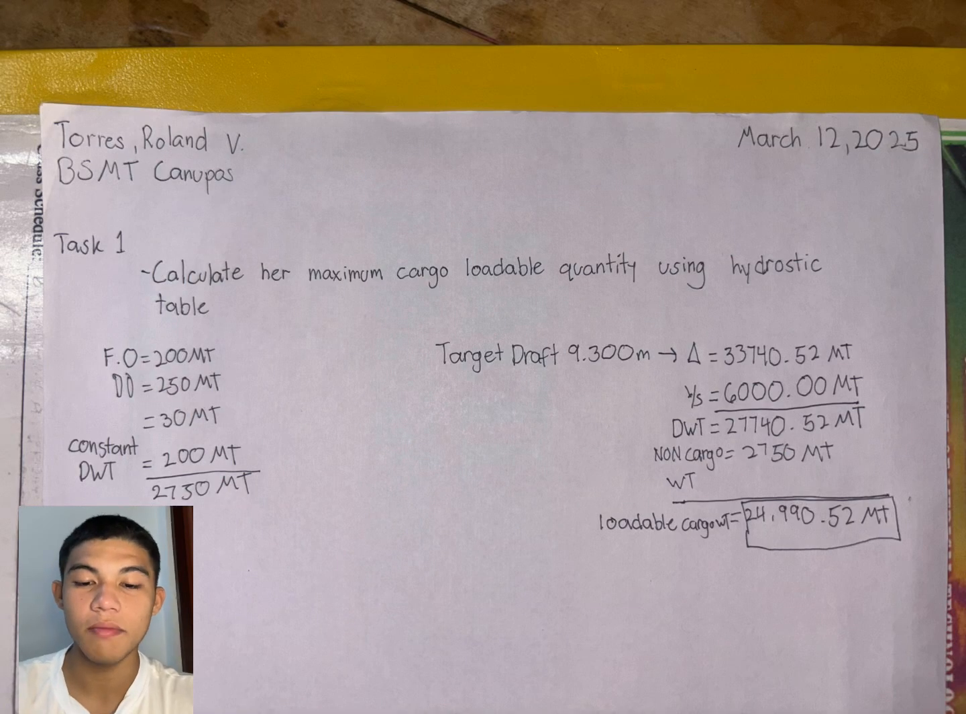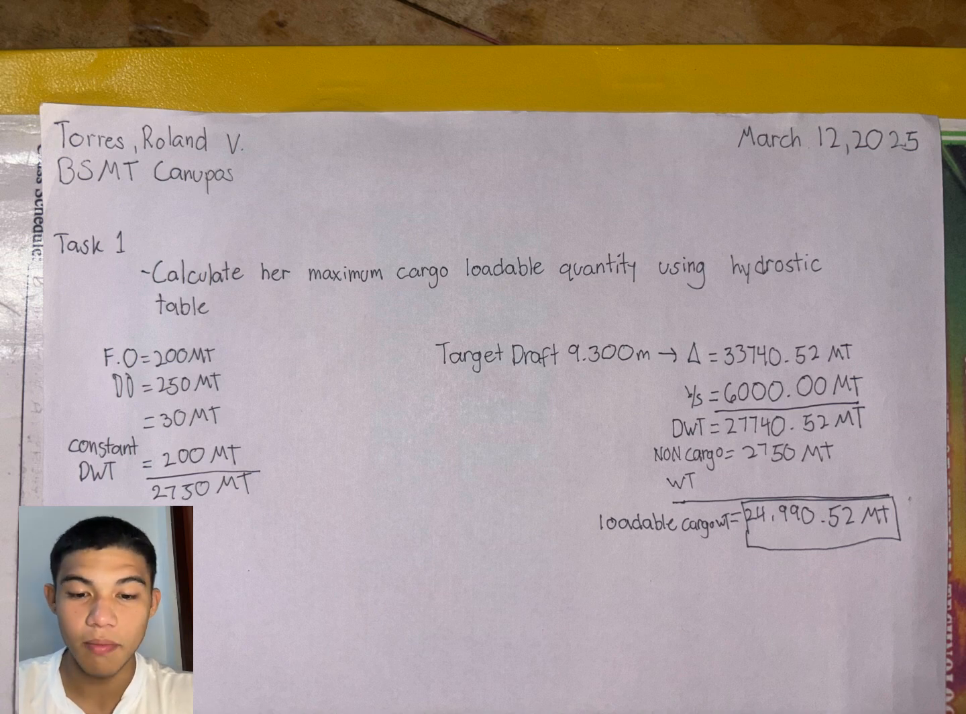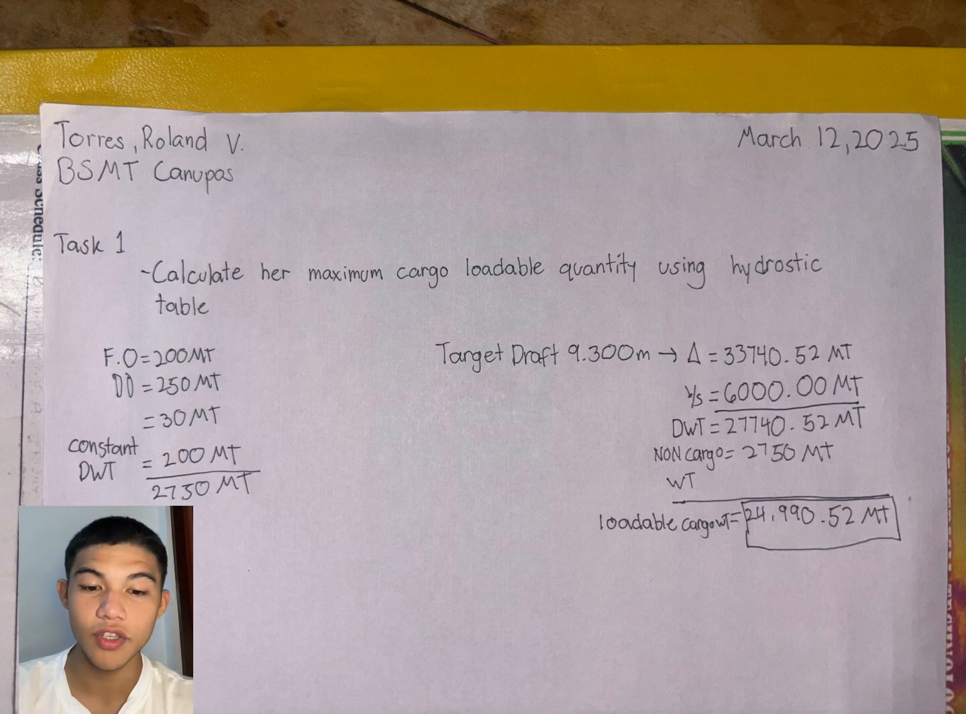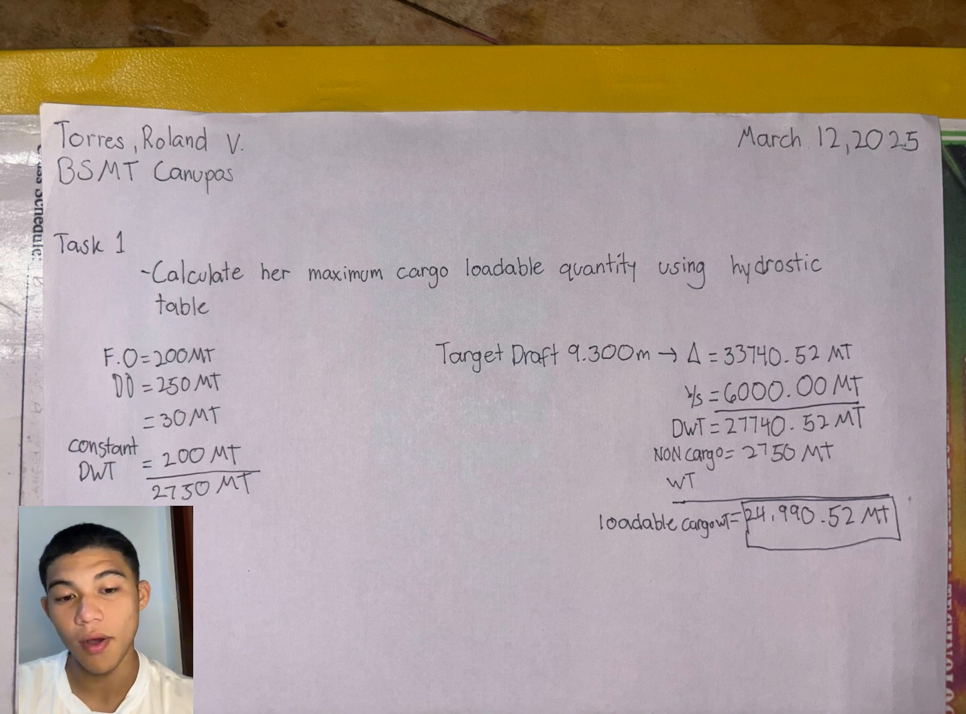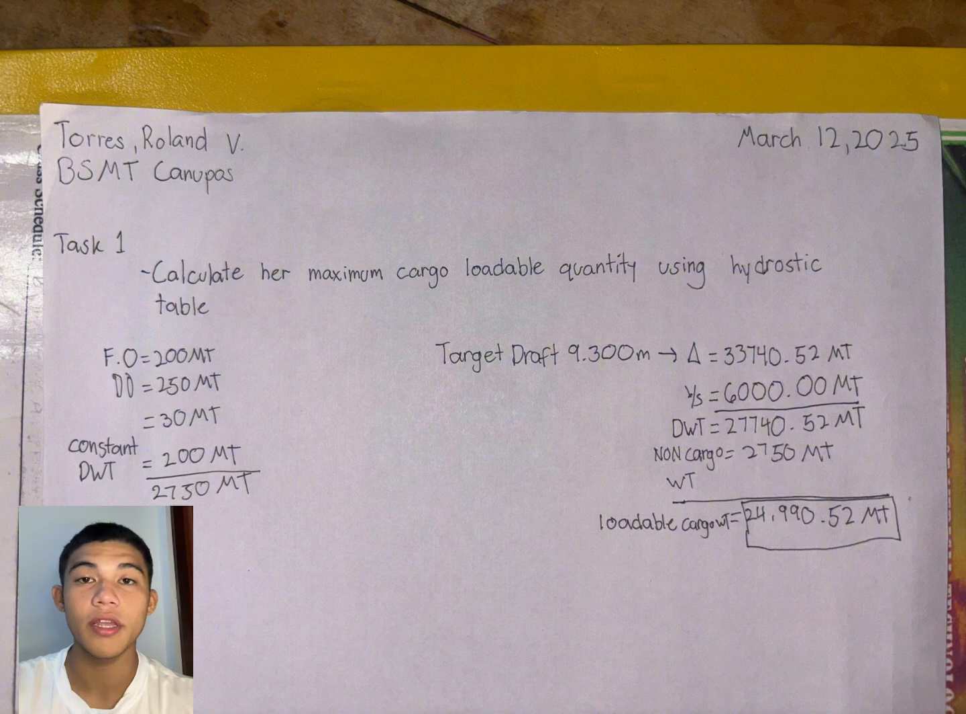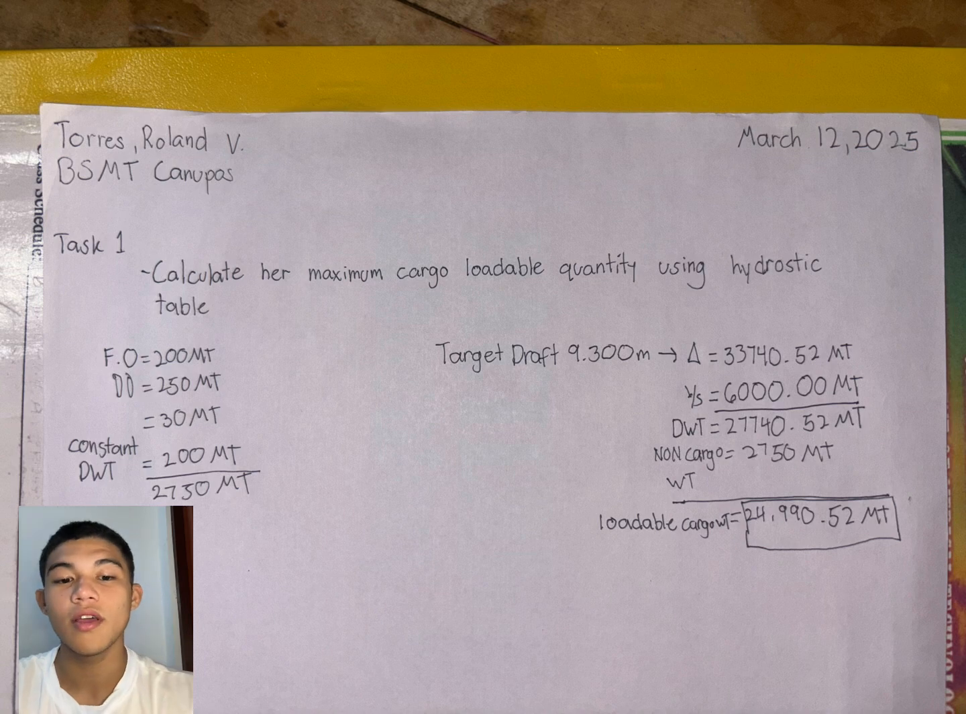I'll begin. So, task 1. Calculate her maximum loadable quantity using hydrostatic table. The target draft here is 9.300 meters. It's equivalent to a displacement of 33,740.52 metric tons. And the light ship is equivalent to 6,000.00 metric tons.